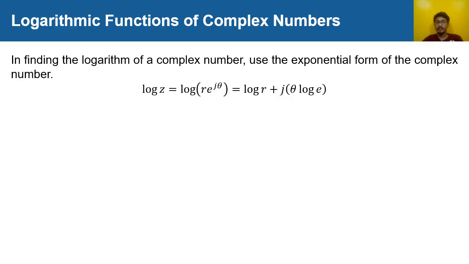So the logarithm of z is equal to the logarithm of r e raised to j theta, which is equal to the logarithm of r plus j times theta times the logarithm of e. And then ln of z, or natural logarithm of z, is equal to ln of r e raised to j theta. That's equal to ln of r plus j times theta times ln of e.